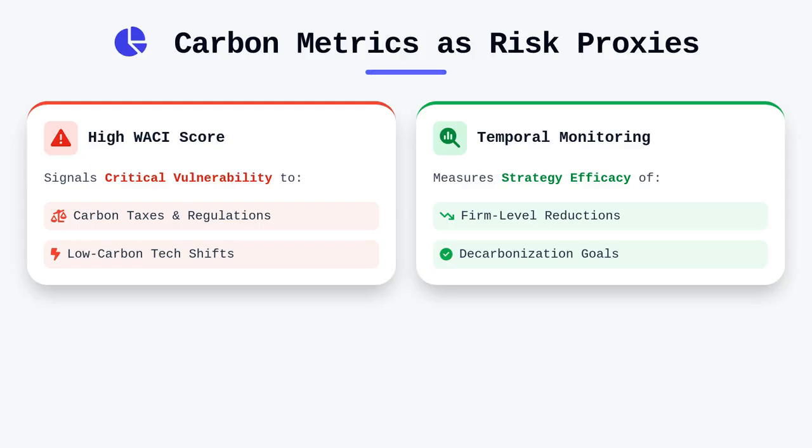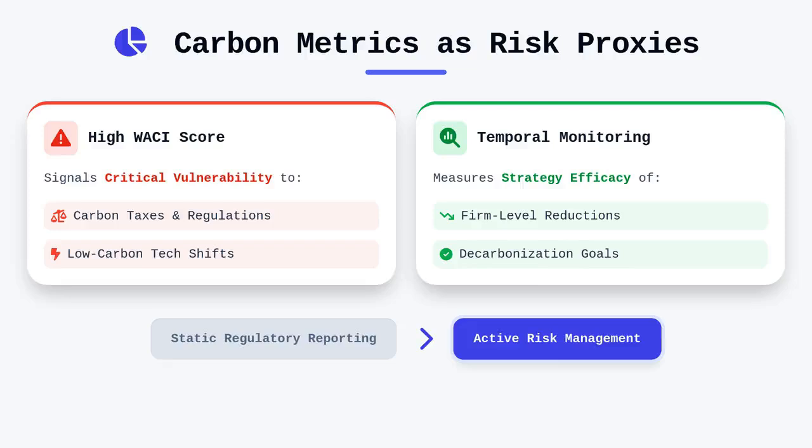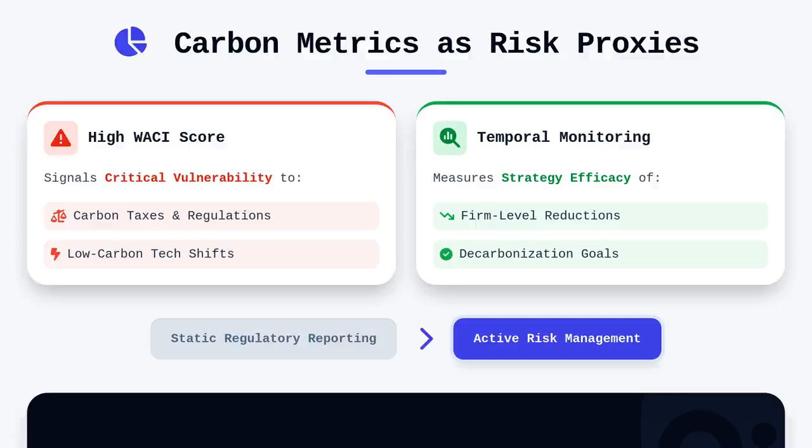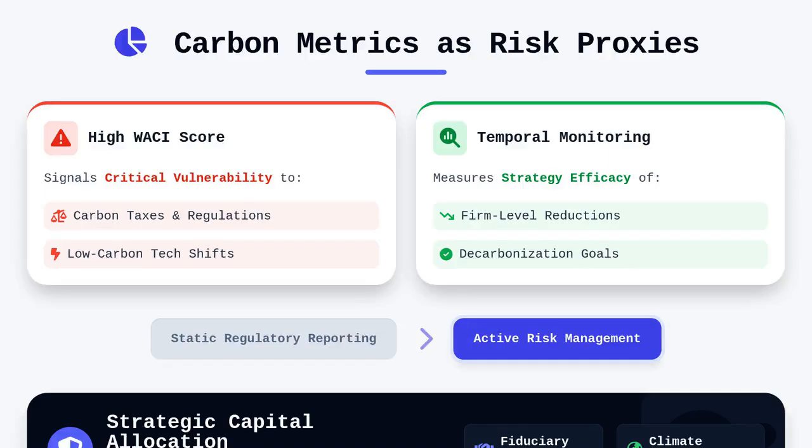at the firm level. By calculating carbon footprints with precision, you move beyond the static reporting required by regulators to building an active risk management framework. You are creating a tool that identifies capital allocation risks in a decarbonizing global economy, ensuring that your portfolio positioning aligns with both fiduciary duties and long-term climate objectives.